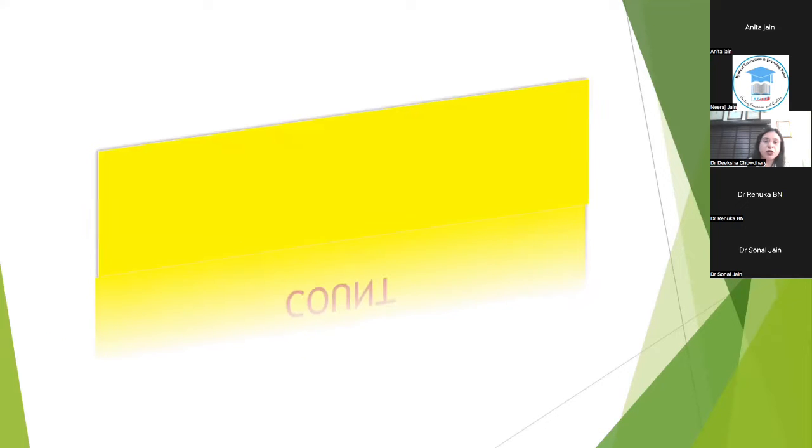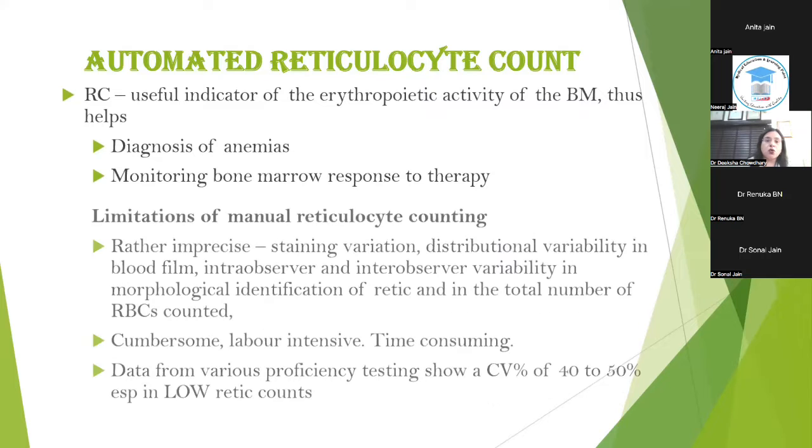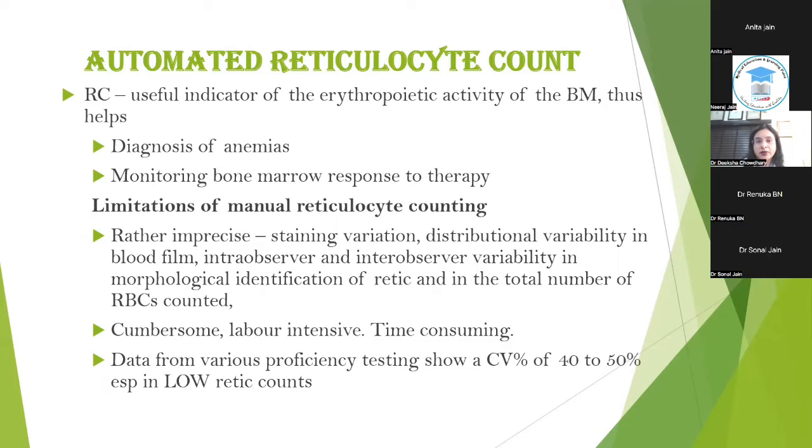So first of all, talking about automated reticulocyte count. Why did we need this automated reticulocyte count? This reticulocyte count, as you all know, is a very important parameter for the diagnosis of anemias and for monitoring bone marrow response to therapy. But what we were doing earlier was the manual reticulocyte count, which has a lot of problems. First of all, we have to make a slide.